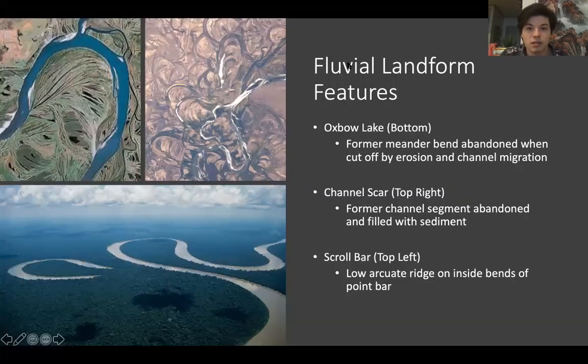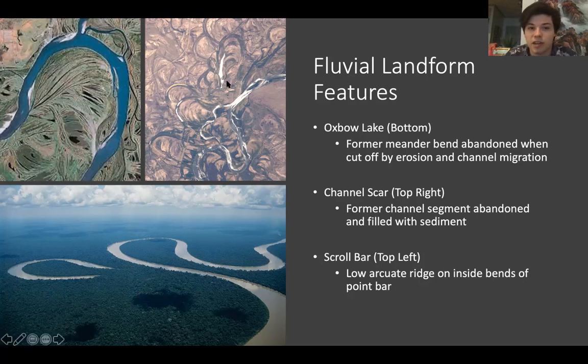So next, we have oxbow lakes, channel scars, and scroll bars. Sorry about the order of these images on these PowerPoint slides, but I tried to label them next to each one in case it's a little bit confusing. So first, oxbow lakes. They are a former meander bend abandoned when cut off by erosion and channel migration. So in this image here, you can see how at one time the river would have meandered around here and connected back, but that is no longer the case. It's been cut off. And so what's left here is the oxbow lake.